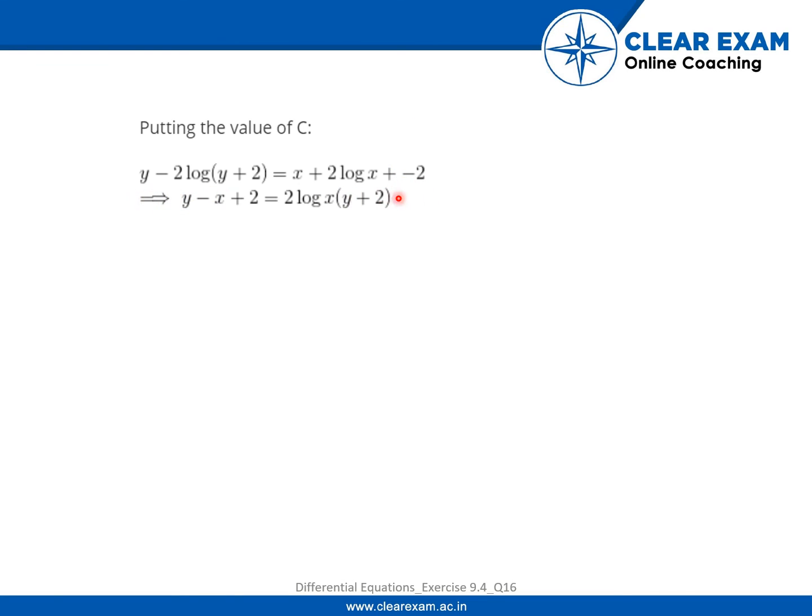So we shift the x term to the left hand side: y - x + 2 is equal to 2 log x plus 2 log(y + 2), shifting this term to the right hand side. So it will be 2 log x(y + 2).